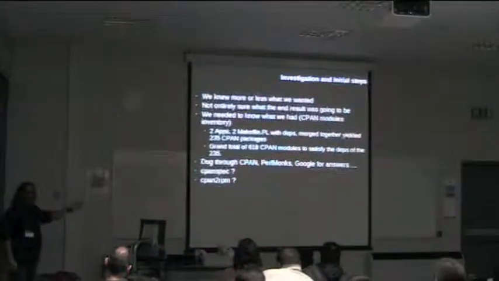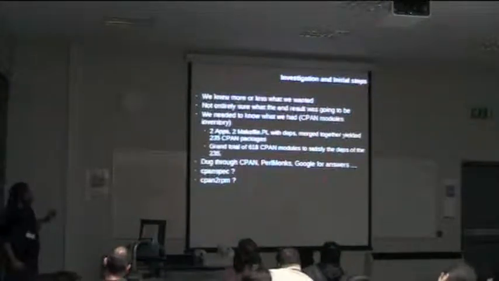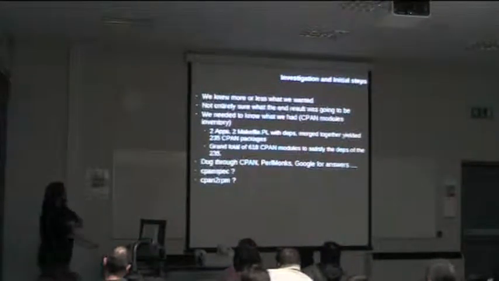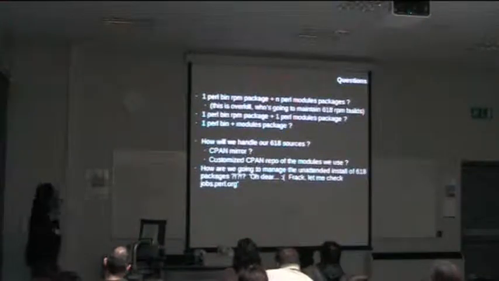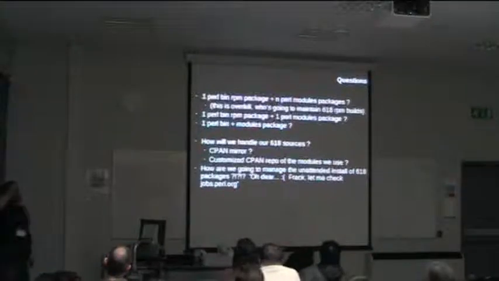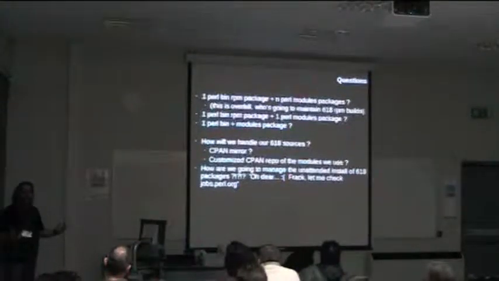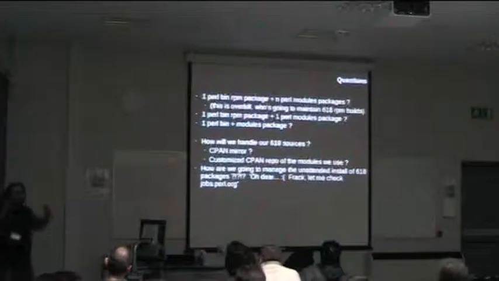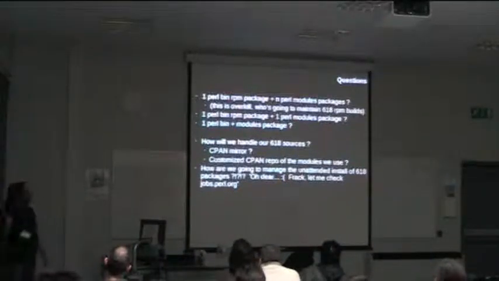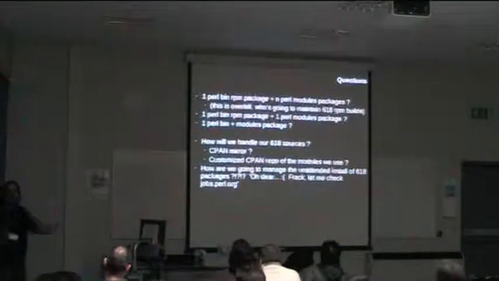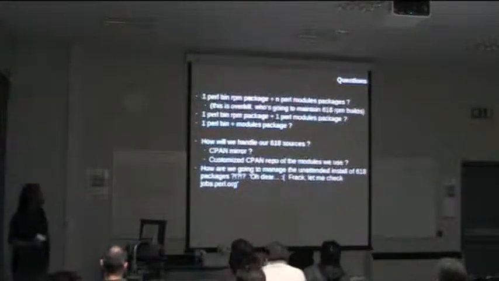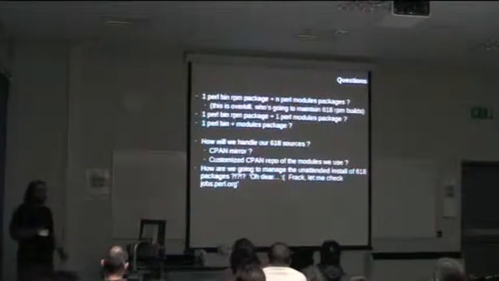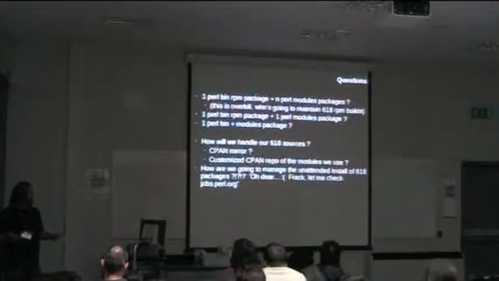I did a lot of investigation. I went through CPAN, Google, everywhere, trying to find some answers. I checked cpanspec, I read about cpan2rpm, but still there were a lot of questions. So how are we going to deal with this? Do we want a Perl RPM package with N Perl module packages? Wait a minute, who's going to deal with 618 builds? Are we going to do a Perl binary RPM package and another package of all the modules that we require? Or, well, can we get everything into one, just one package that's everything we need to deploy? And by the way, how are we going to handle these 618 sources by hand?